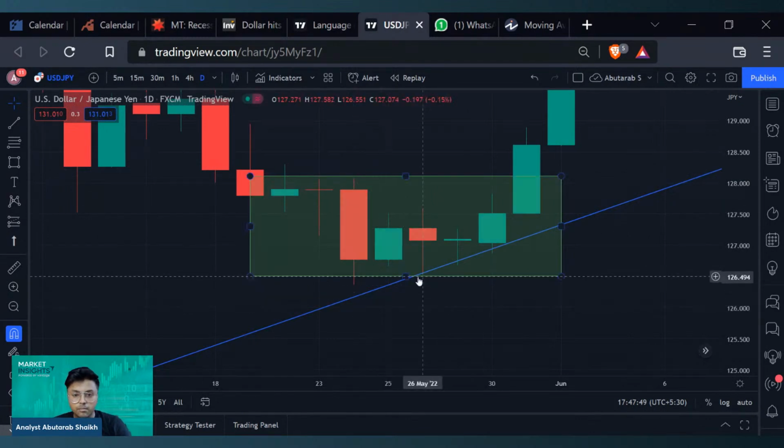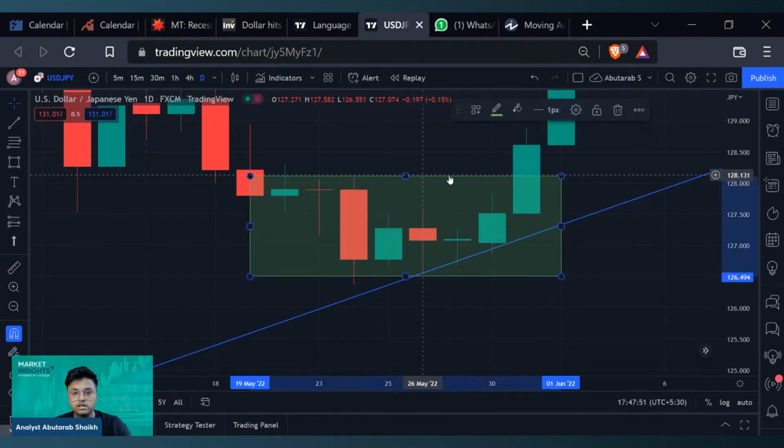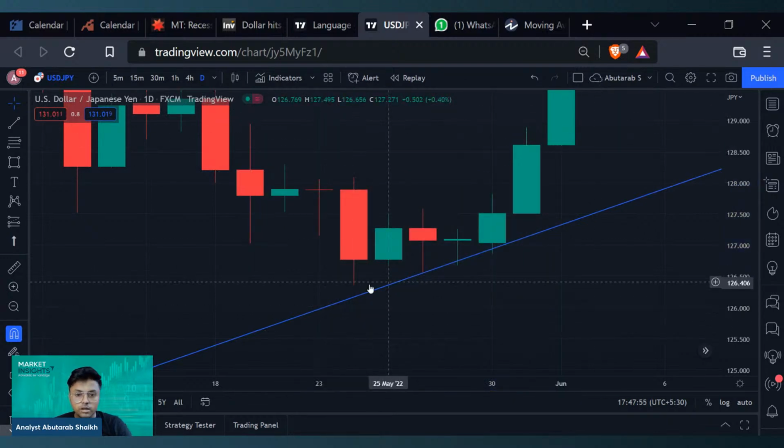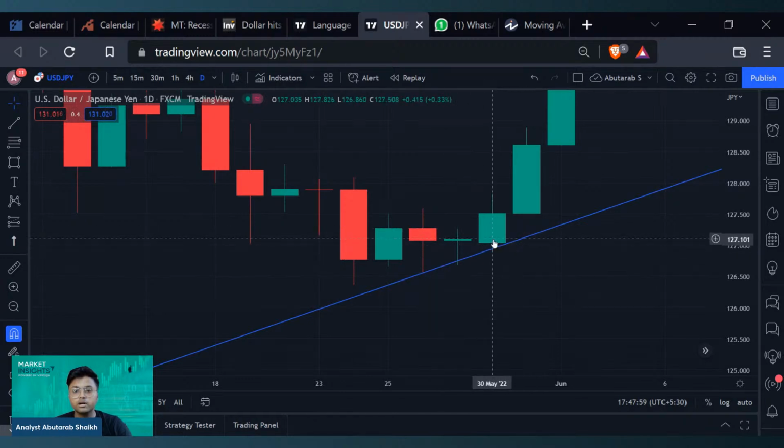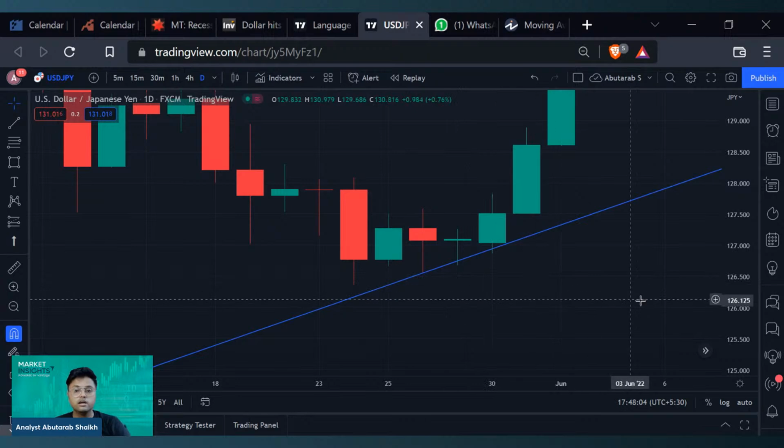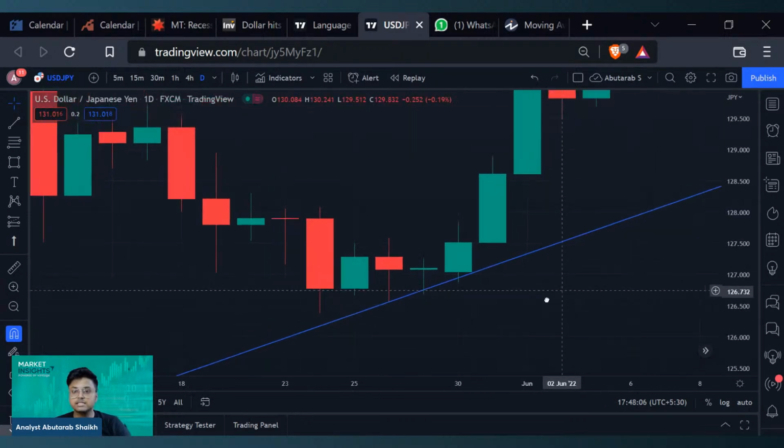And there are multiple wicks. If I just take this away, there are multiple wicks. Look, one, two, three, which touch the trend line, but nobody closes below the trend line. This is a very important aspect of trend lines itself.